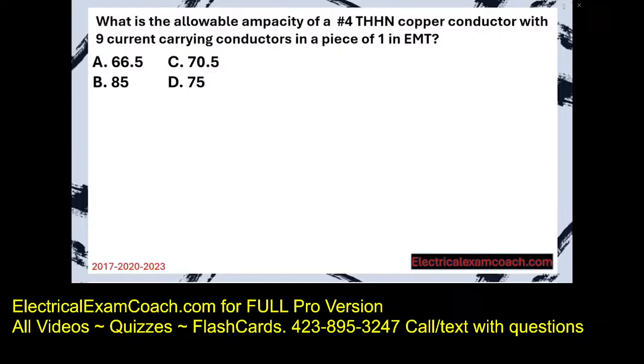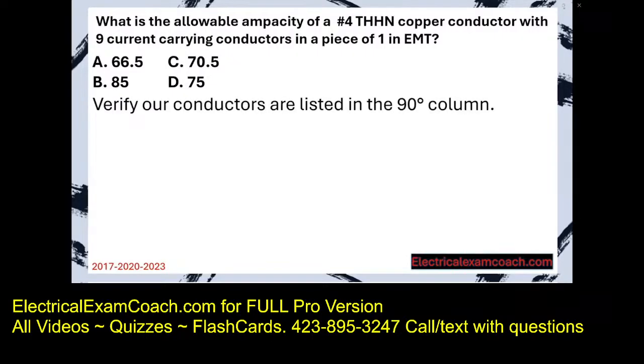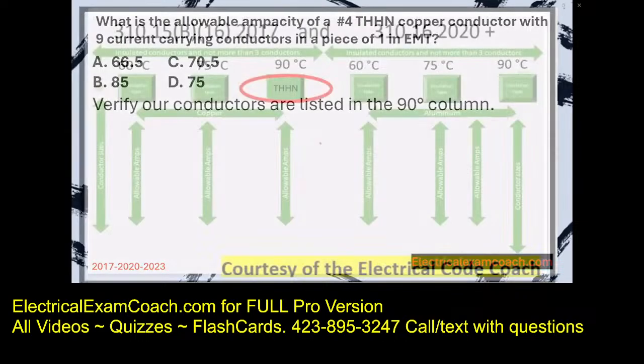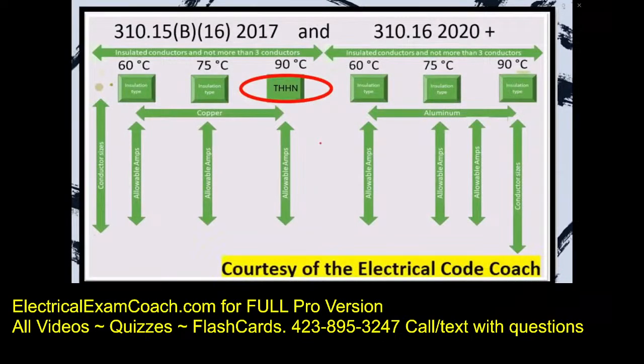What is the allowable ampacity of a number 4 copper conductor with 9 current carrying conductors in a piece of 1-inch EMT? Step 1, we're going to verify that our conductors are listed in the 90-degree C column. We head to our primary ampacity table on the copper side, and we make sure that THHN is listed. If it's not listed there, for the purpose of exam prep, I just want you to go to whatever column it is listed in and do the math.